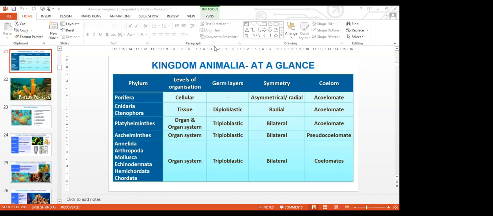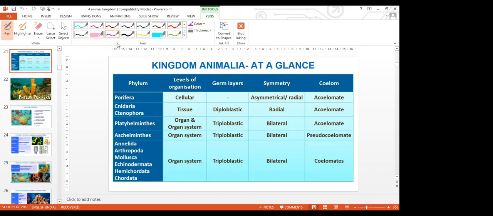Next. Who all are left? Who all did not tell? I'll come to you in the end. Ma'am, I have to say. Porifera, Cnidaria, Ctenophora, Platyhelminthes, Aschelminthes, Annelida, Arthropoda, Mollusca, and Echinodermata. Echinodermata. So next.